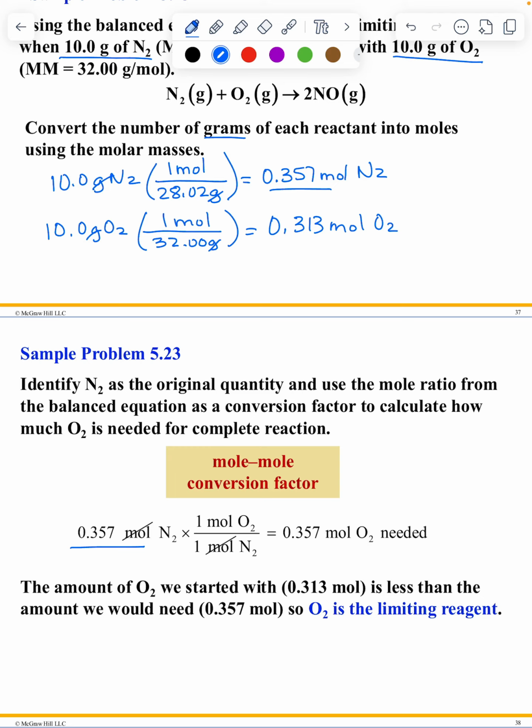Remember, the limiting reactant is the one that is going to run out first. And so we could use the amount of oxygen that we have to solve for how much product could be formed. So limiting reactant is a very helpful tool that you would need to learn so that you can determine how much products can be formed.